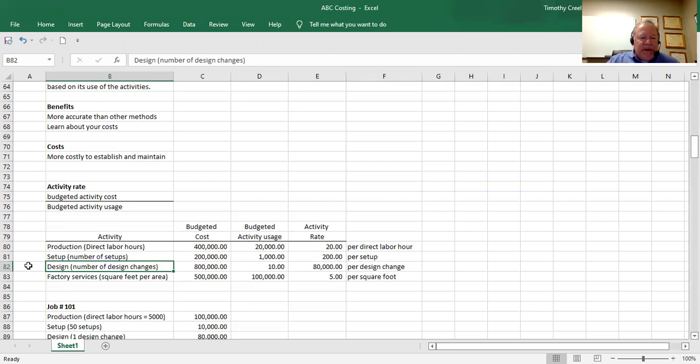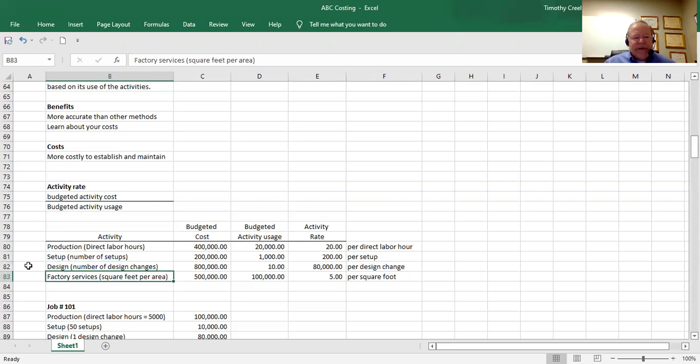And design, this would be like every time you design a new product or have to make changes, or I've noticed the different models. There is a design cost related to that. So if you've got 10 different models, you've had to design each one of them, and there's a cost related to that. And so if you have design cost, this would be just the number of design changes.